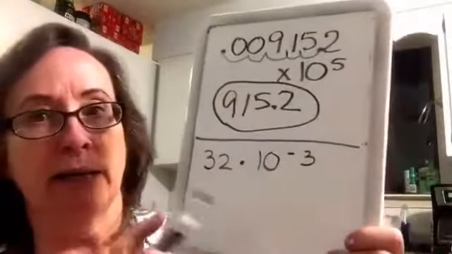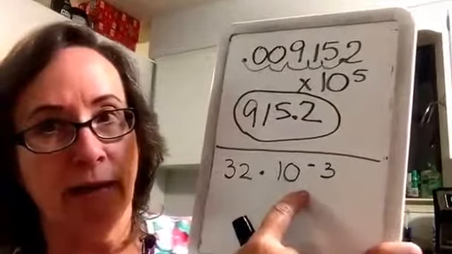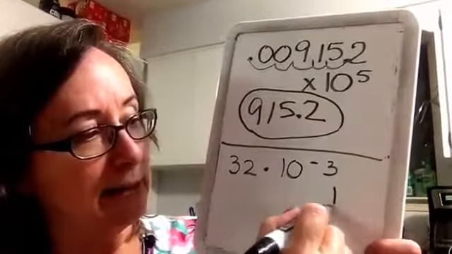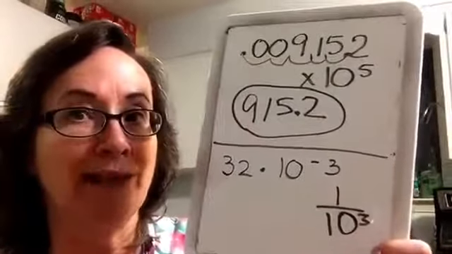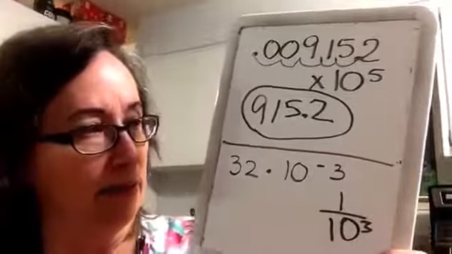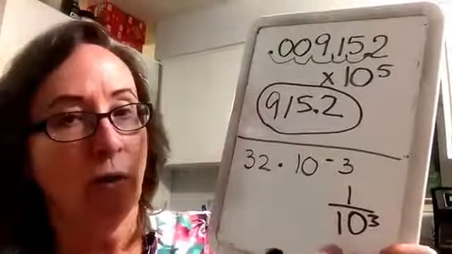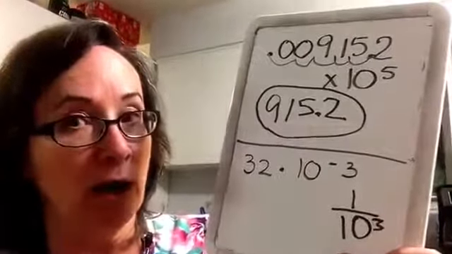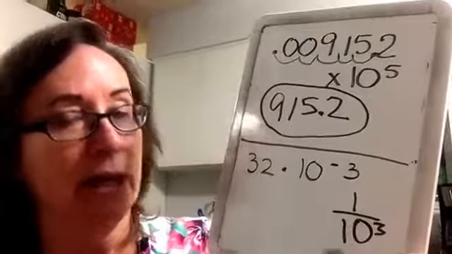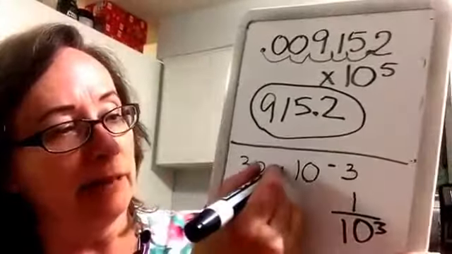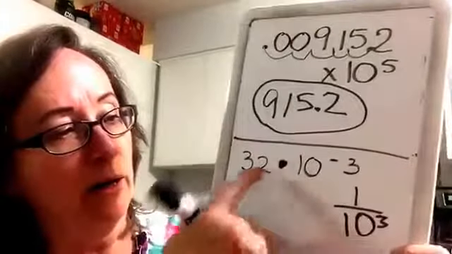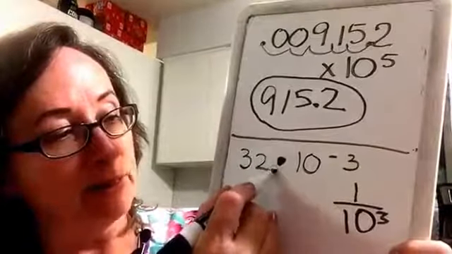And then this one, with a -3, we know that 10 to the -3 is the same thing as 1 divided by 10 cubed. And so we're making our number smaller. We're dividing by 10 cubed, and we're going to move our decimal to the left. Notice that this is a times sign right here, and our decimal right now is right here.